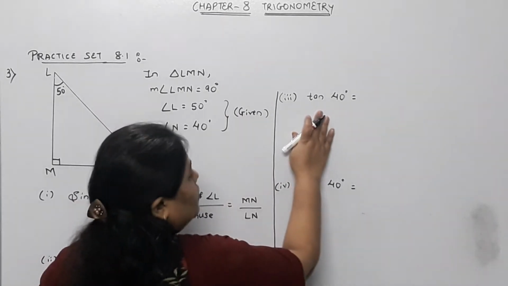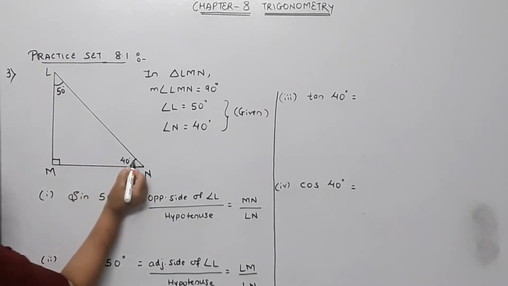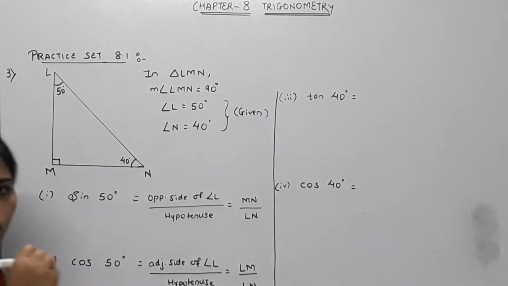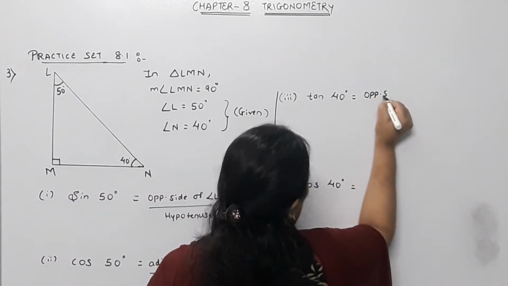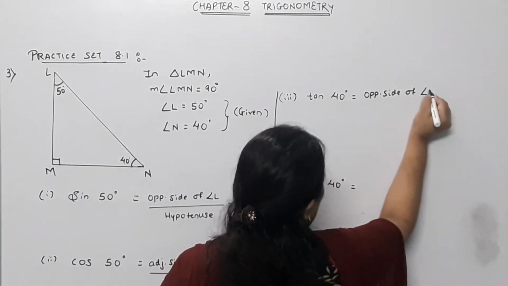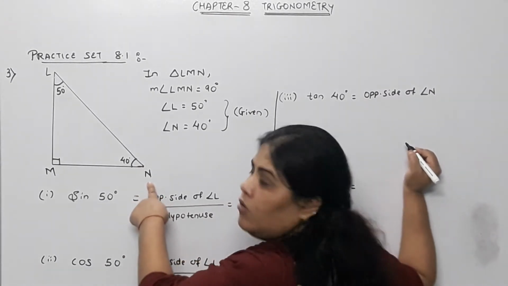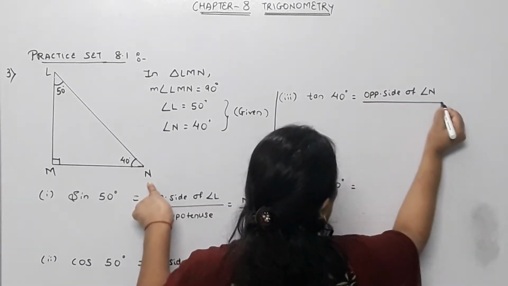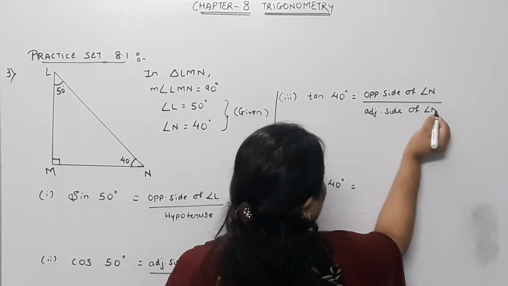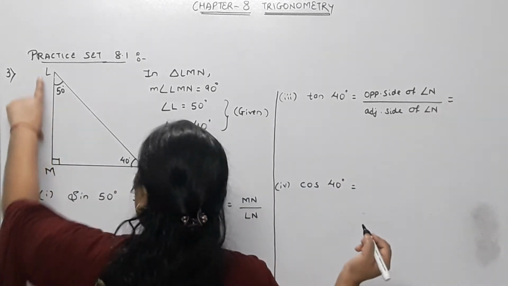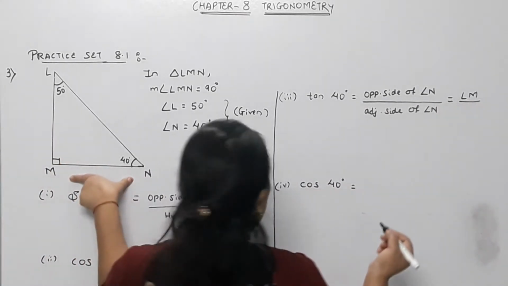Then we'll move ahead to the third question, that is tan 40. Now tan 40 means what? Here angle N. And the ratio for tan 40 is opposite upon adjacent. So opposite side of angle N, because 40 is at N. So now we will consider angle N. Okay. So opposite side of angle N upon adjacent side of angle N. What is opposite of N? LM, upon adjacent of N is MN.